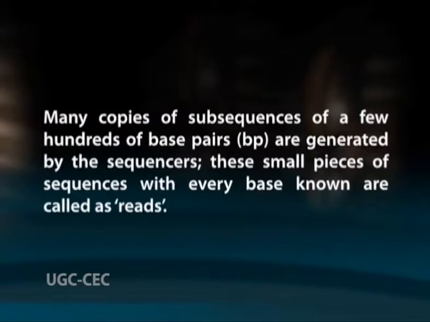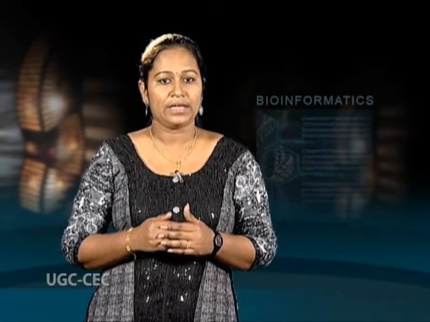Sequencing of model genomes is the most important application of sequencing in the last 2 decades. It consists of 2 basic steps. First, many copies of subsequences of a few hundred base pairs, or bp, are generated by the sequencers. These small pieces of sequence with every base known are called reads. Then the reads are assembled to reconstruct the genome. There are possible base calling errors in the read generation step, because efficient methods or algorithms are needed to analyze image data and correctly call a base at each position.